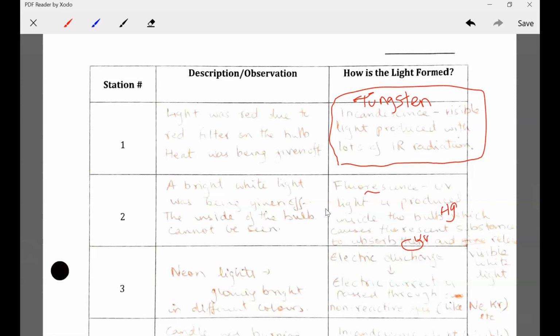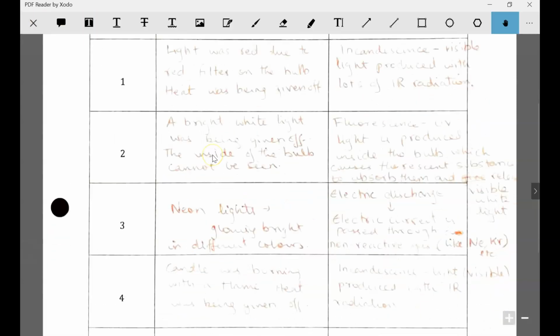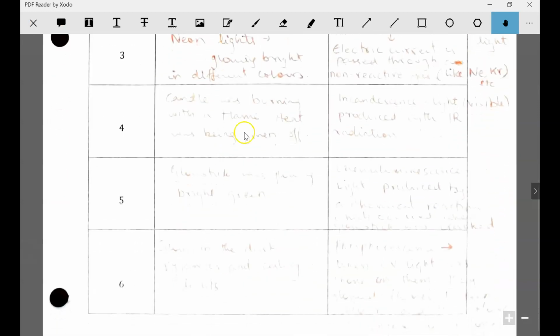A third one was a picture on the PowerPoint. It was neon lights. We had to know about electric discharge, which is when electric current is passed through a non-reactive gas like neon or krypton. Okay, moving on, since we've already covered most of this. The candle is also incandescence. The glow stick was glowing bright green. Chemiluminescence is light produced by a chemical reaction, which occurred when the glow stick was cracked.